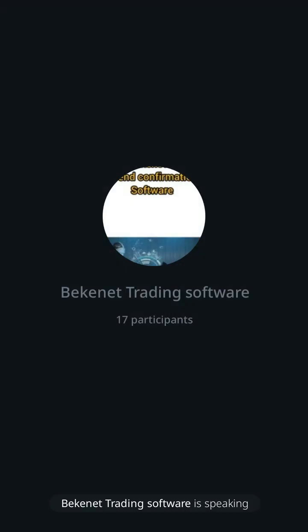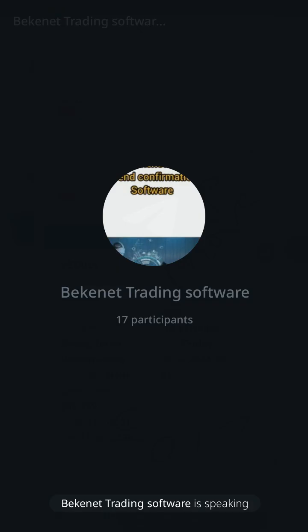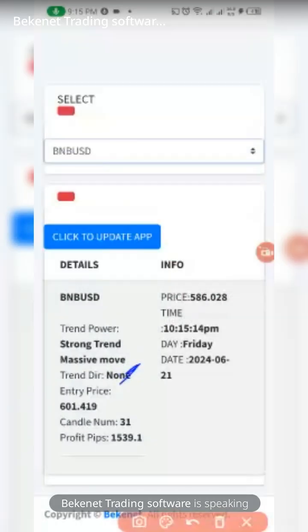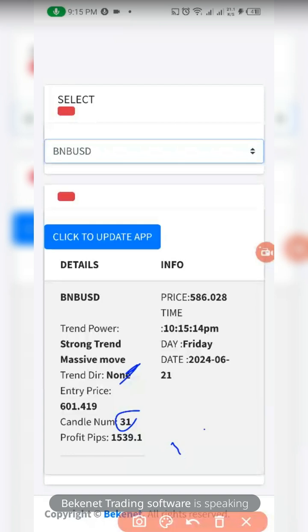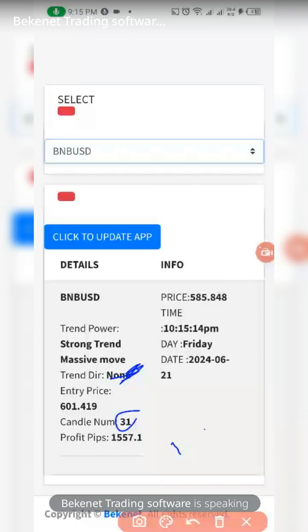Then the next thing, you need to go to your inbuilt chart and look for the position. But for now, let's focus on how we're going to spot a buy signal or a sell signal. A buy signal is when you see an up move in the trend direction, not none. If it's showing none, you don't have any business there. But once it's showing up move and 0 candle, 1 or 2, you can take a buy. If it's showing down move, 0 candle, 1 or 2, you can take your sell. That's the only thing you need to know about it.